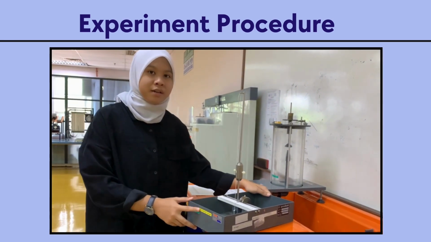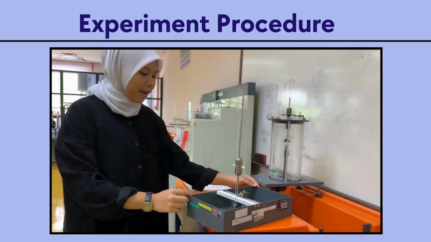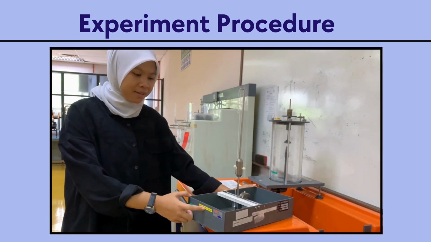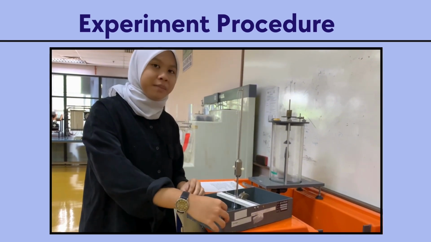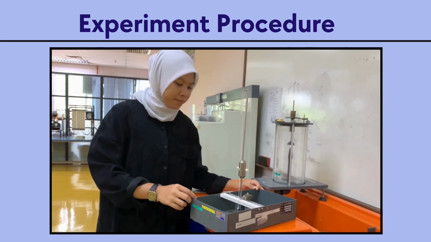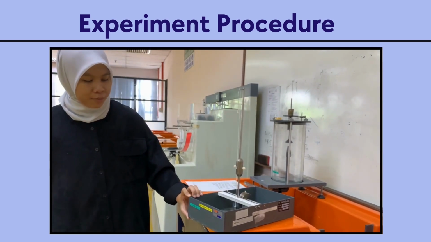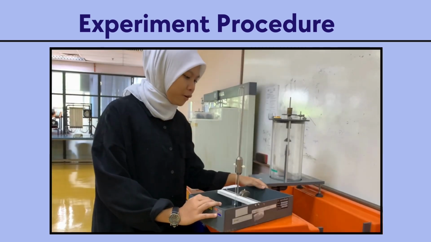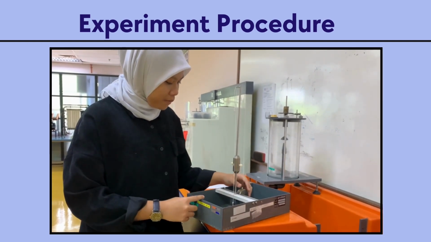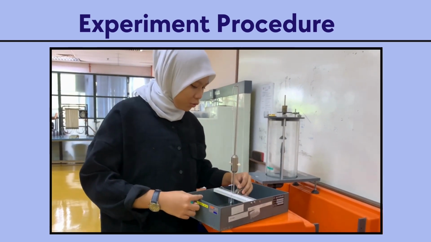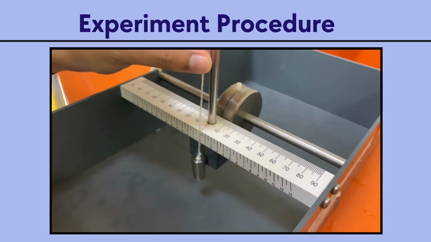Before we do the experiment, we must measure the width, length, and height of the apparatus. The width is 200 millimeters, the length of the apparatus is 400 millimeters, and the height is 100 millimeters. Before we put the apparatus in the water, we must set the jockey weight to 0 and the plumb bob also to 0.